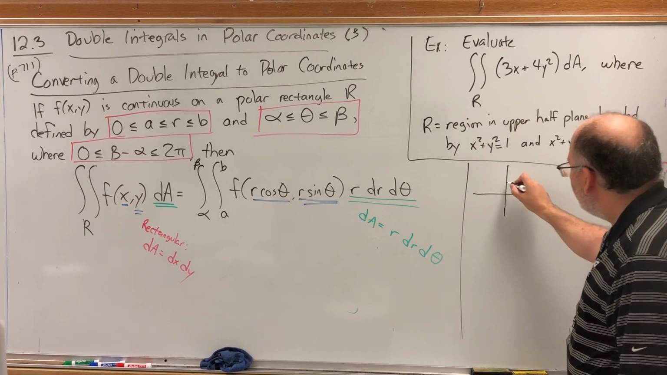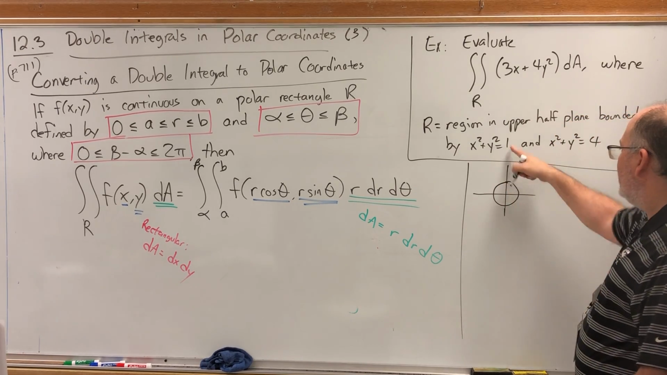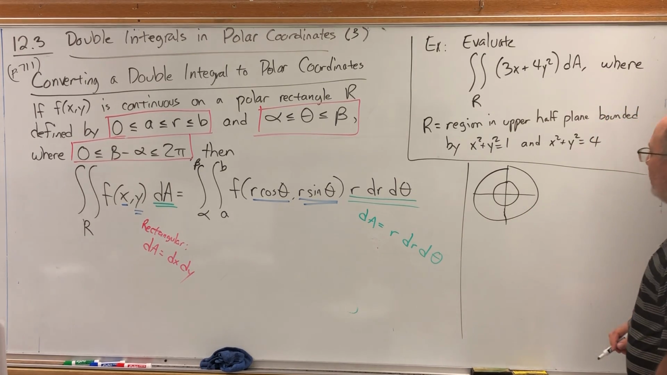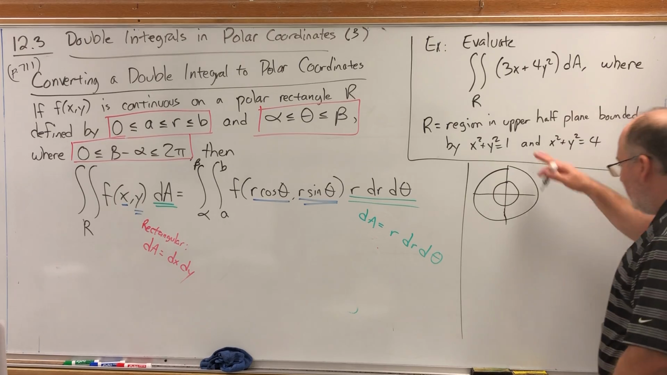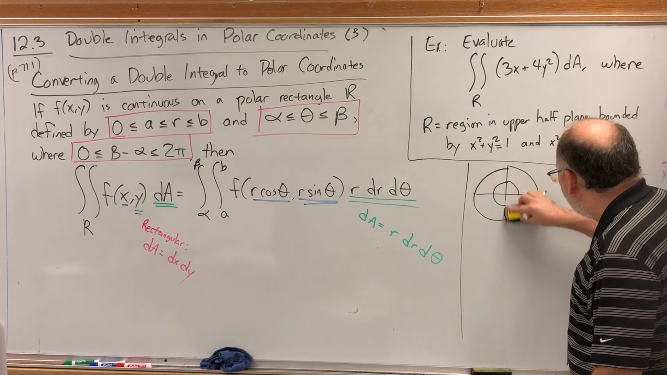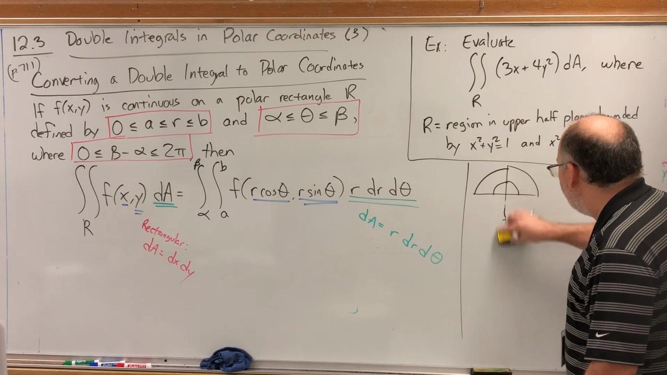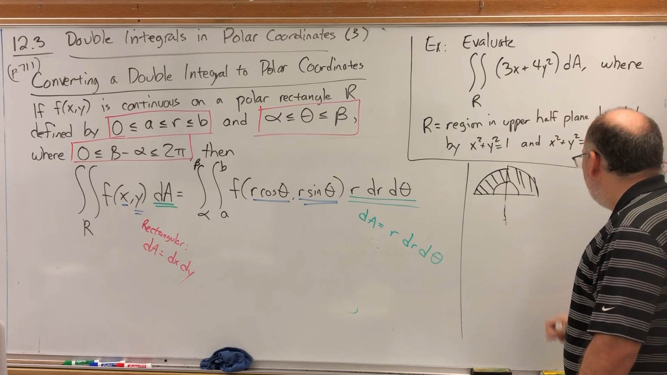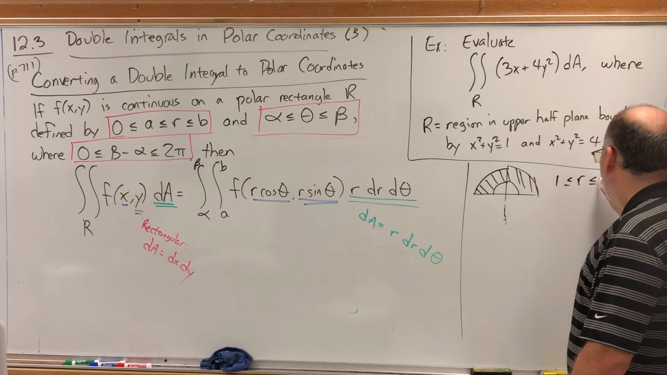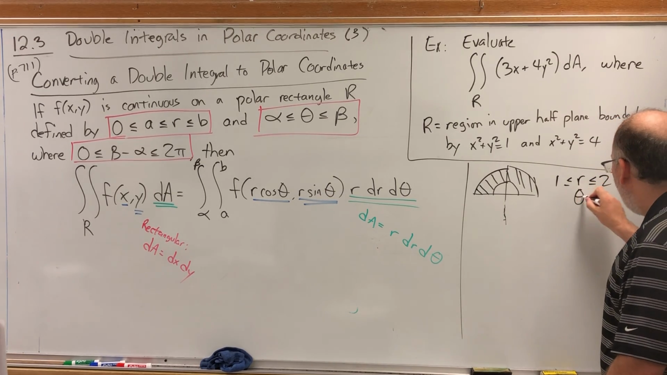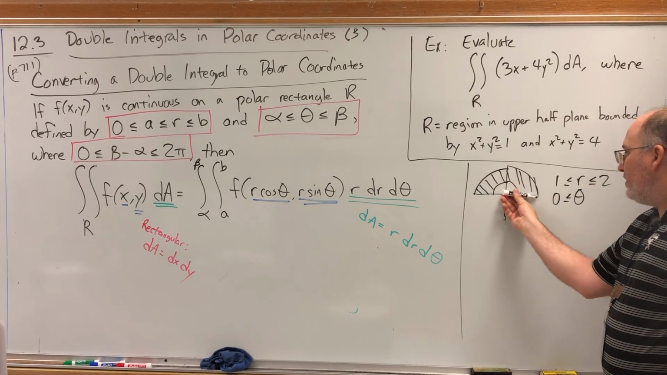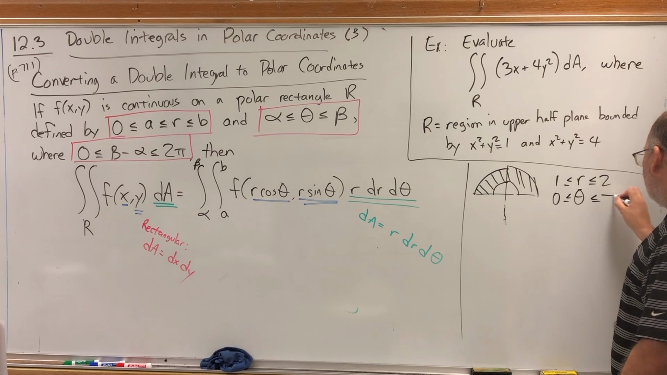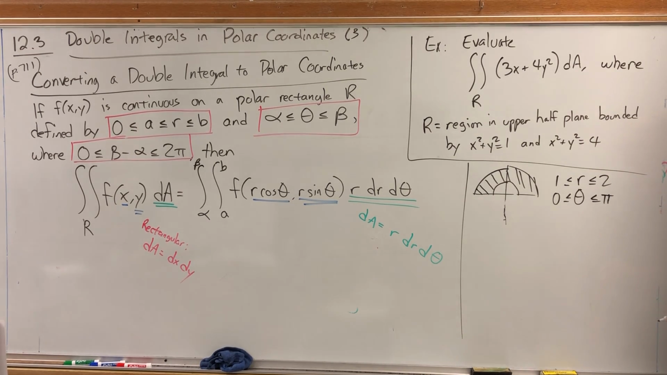If we were to draw both of these equations, there's the circle with radius 1, there's the circle with radius 2. Hey, it's a donut. But we want the region in the upper half plane, so up here on top, bounded by these 2 circles. So this is our region, a polar rectangle. The radius is between 1 and 2. This is the same one we had previously. And the angle is between 0, starting over here on the positive x-axis, rotates all the way over to the negative x-axis, so it's a rotation of pi radians. So that will define our limits of integration.